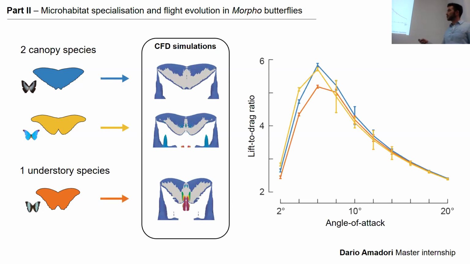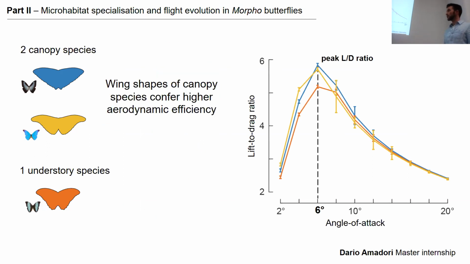And for the 3 species, a peak was attained at an angle of attack of 6 degrees, with the 2 canopy species showing a greater lift-to-drag ratio than the understory species. So this experiment shows that the wing shapes of canopy species confer higher aerodynamic efficiency during gliding flight.